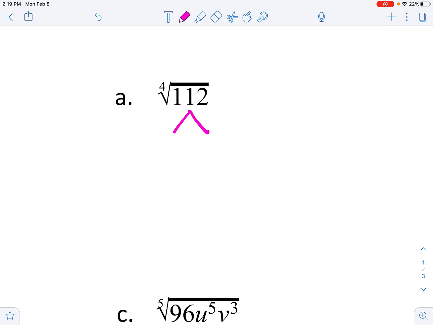Okay, I'm going to break it down into its factors. So I know 4 goes into this because the last two digits are divisible by 4. So 4 goes into 11 twice, carry a 3, 28. And that's 4 times 7. And 4 can be broken down into 2 times 2.